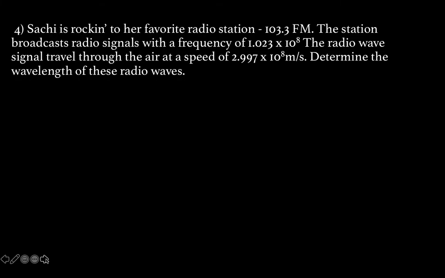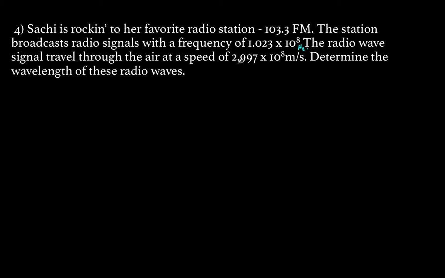All right, problem number 4 is that Sachi is rocking to her favorite radio station, 103.3 FM. The station broadcasts radio signals with a frequency of 1.023 times 10 to the 8th, and then that should be hertz. Oh, my bad. The radio wave signal travels through the air at 2.997 times 10 to the 8th meters per second. Determine the wavelength of these radio waves.